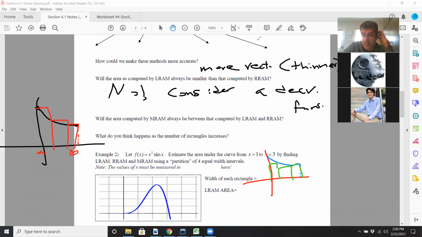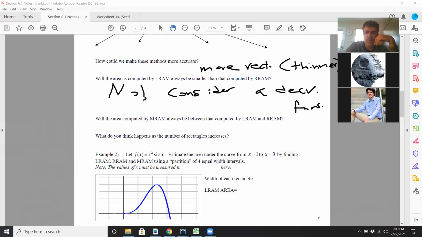Don't assume that. In fact, it's sometimes asked on the AP exam, like if you did a right rectangle approximation for a decreasing function, what would happen, or which one would be greater, or whatever. They can ask that.